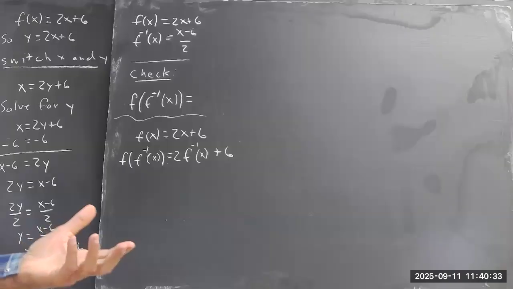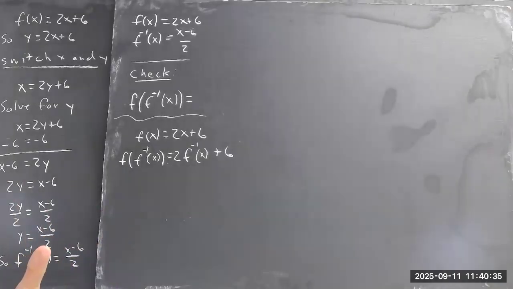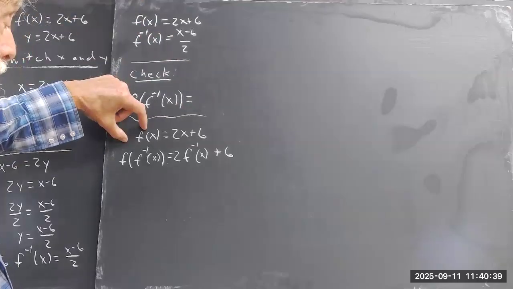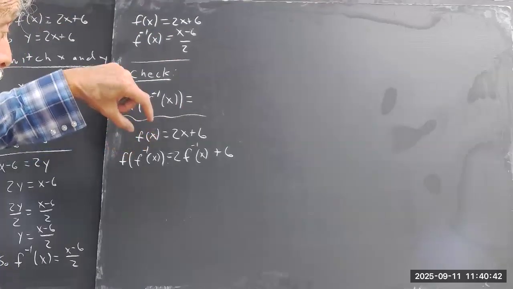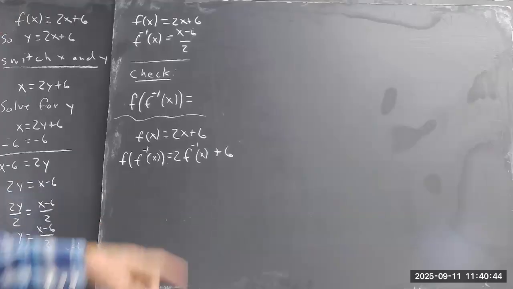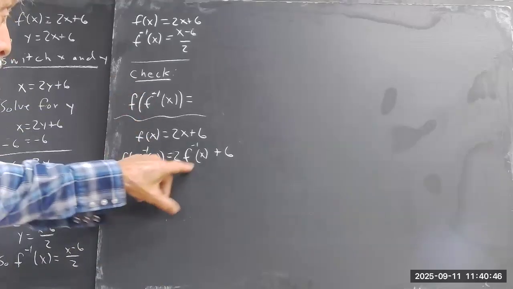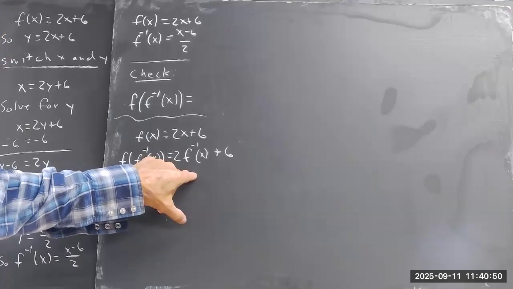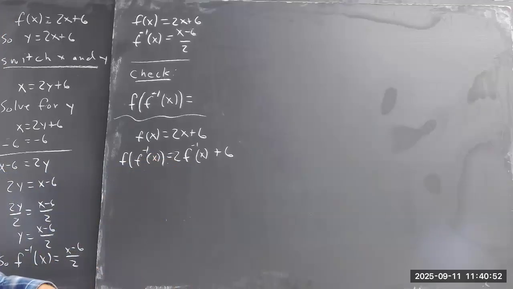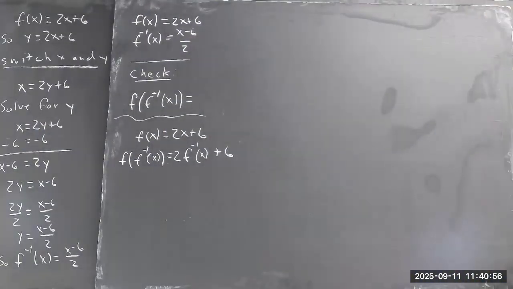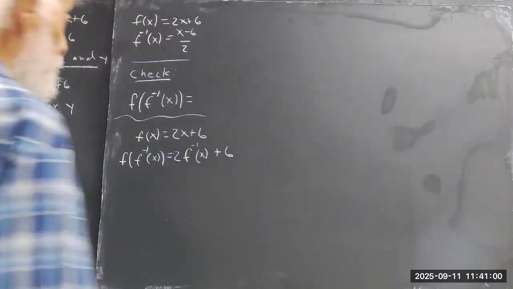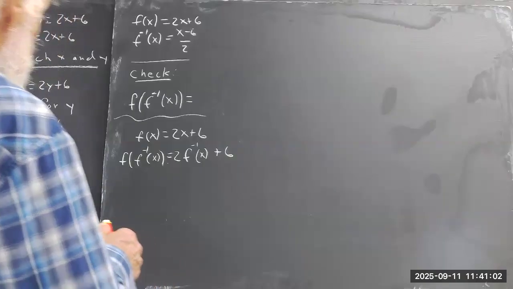Does that make sense? We're simply taking the definition of f of x and replacing x by f inverse of x. So now we've got f of f inverse of x. There it is. But of course, there's more we can do because f inverse of x has its own formula.